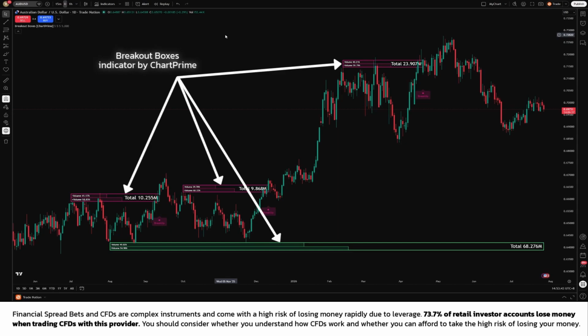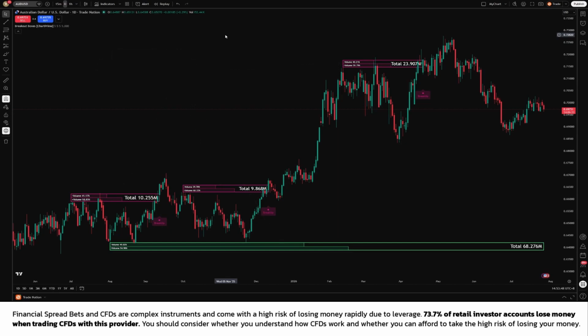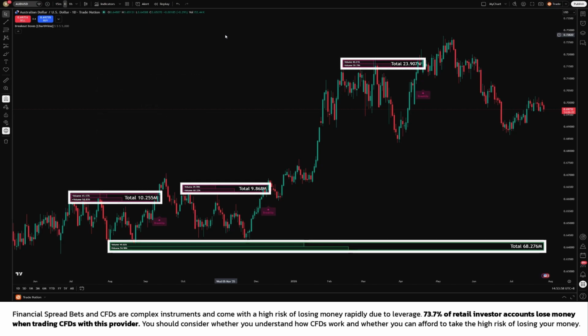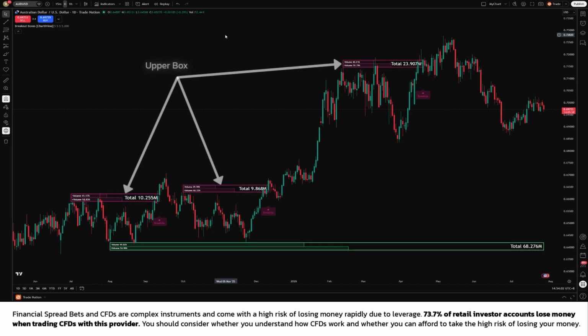ChartPrime's Breakout Boxes indicator is designed to identify areas where price has formed a clear structural boundary before a potential breakout. Instead of marking every swing high or swing low, it looks for two pivot points that align near the same level. When that alignment is found, the indicator builds a box around the area and treats it as a potential breakout zone.